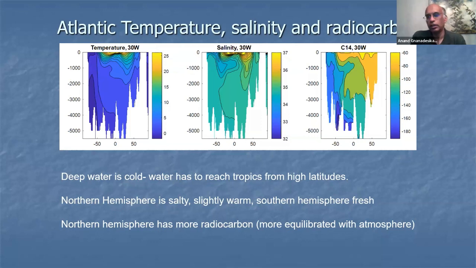What you're looking at here is cross sections of temperature on the left panel, salinity in the middle panel, and radiocarbon in the right panel. Make sure that you're not blocked by that.